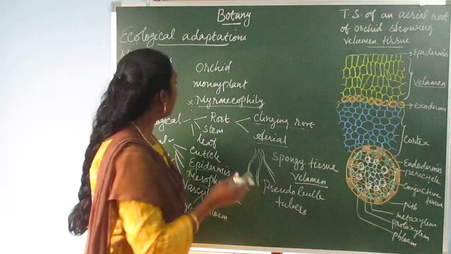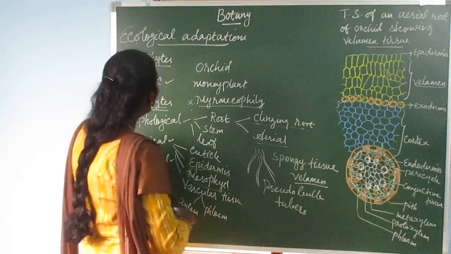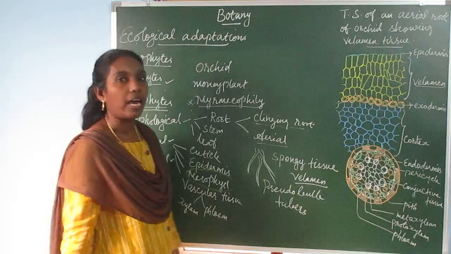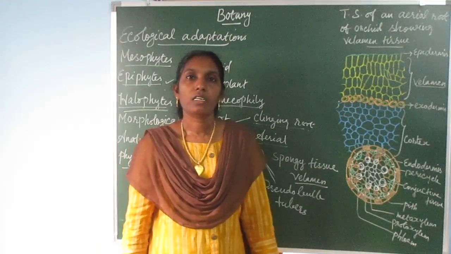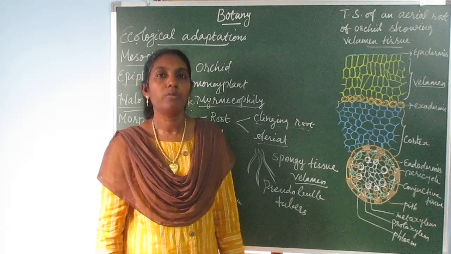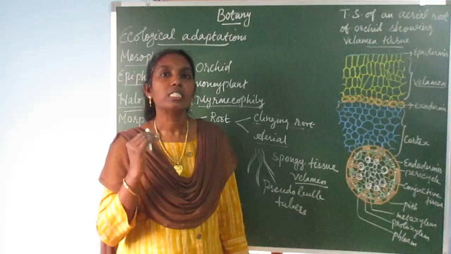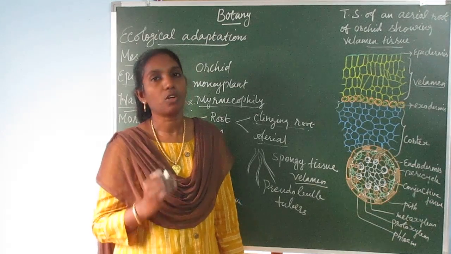Now let's move to the next one, halophytes. Now there is another type of plants which is called halophytes. What are called halophytes? Halophytes are the plants which grow on soil which is rich in salt concentration.